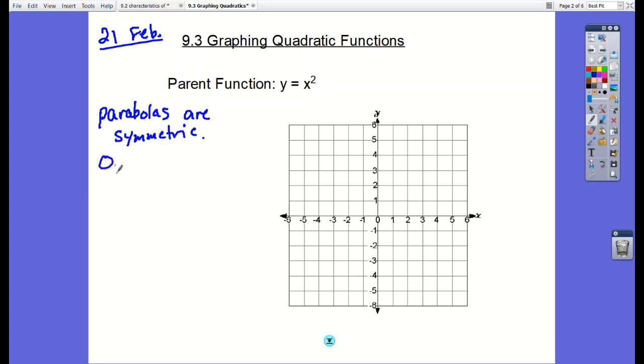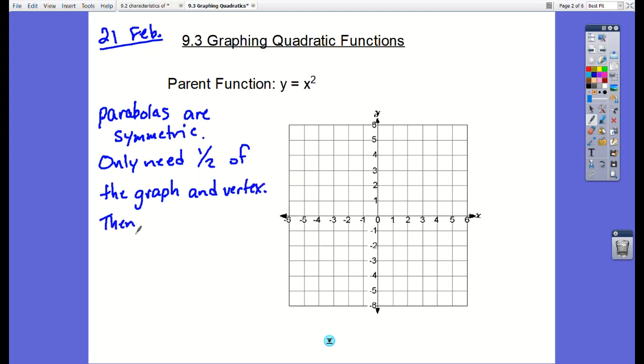So we only need half of the graph and the vertex. Then reflect across the axis of symmetry.